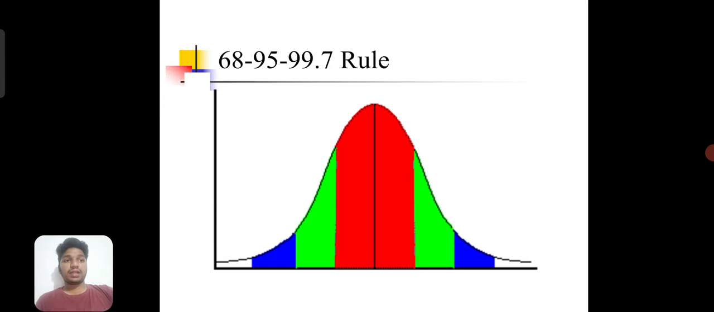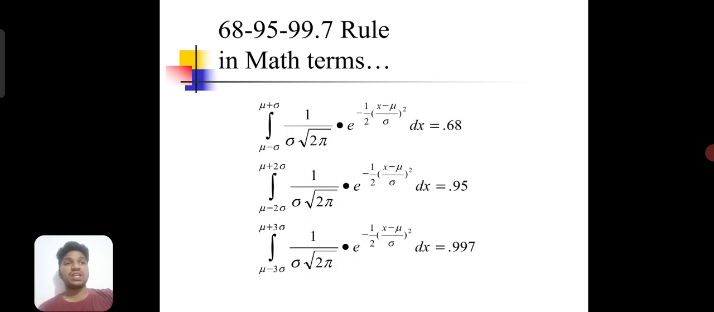You can see the graph in three different colors: blue, green, red. At the top of the graph, you can see 68% of the data is in red color. In green color, it is 95% of the data. In blue color, it is about 99.7% of the data. Out of 100%, 99.7% of the data is blue, 95% is green and 68% is red. See the 68, 95, 99.7 rule in math terms.